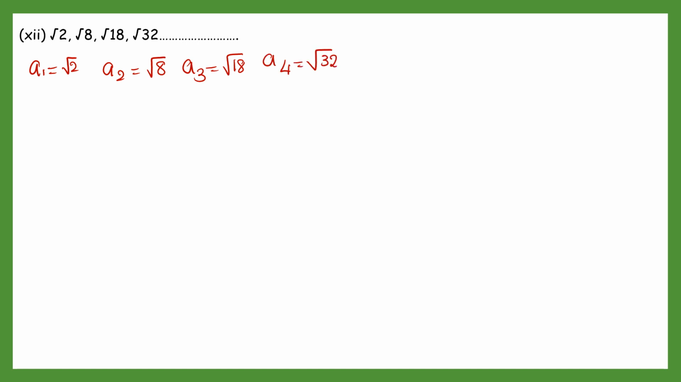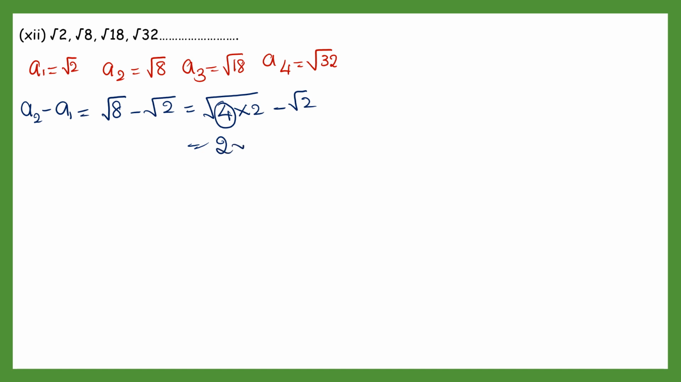Let's see whether this list is in arithmetic progression or not. How do you check? We'll find the difference between consecutive terms. A2 minus A1. That is nothing but root 8 minus root 2. So, root 8 can be written as what? Root of 4 into 2, minus root 2. Here, root 4 is 2. Root 2 will be as it is. 2 root 2 minus root 2. Root 2 can be taken as common. So, 2 minus 1, or directly you can tell 2 root 2 minus root 2 is root 2, that is, 1 root 2.